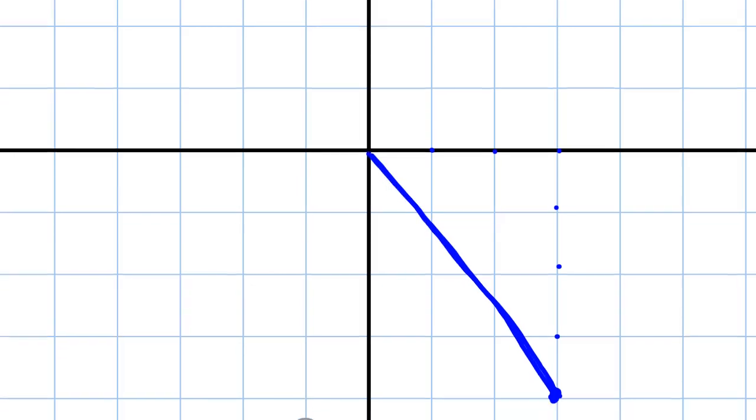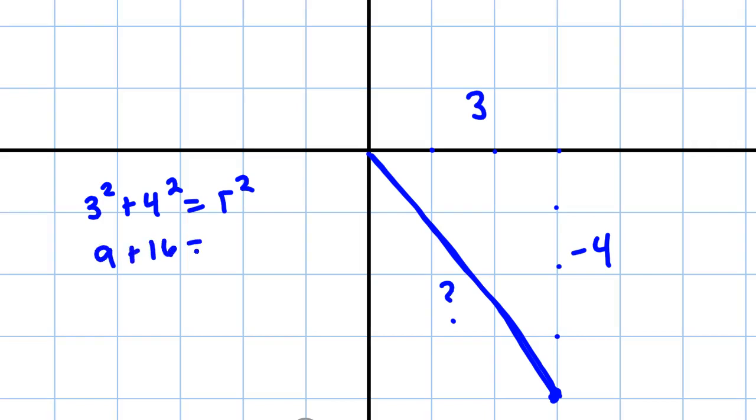Well, what you need to find is this length. Well, this is 3. This is -4. So what is this length? Well, you can use the Pythagorean theorem to figure that out. 3 squared plus 4 squared equals r squared. And that's 9 plus 16 equals r squared. So 25 equals r squared. So r is 5. And it's a 3, 4, 5 right triangle. Knew that already, but if you didn't know that, it's good to see the Pythagorean theorem in there.